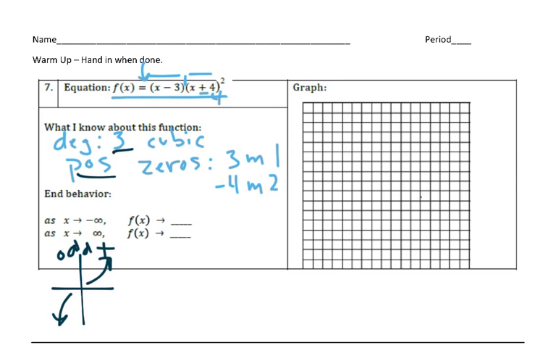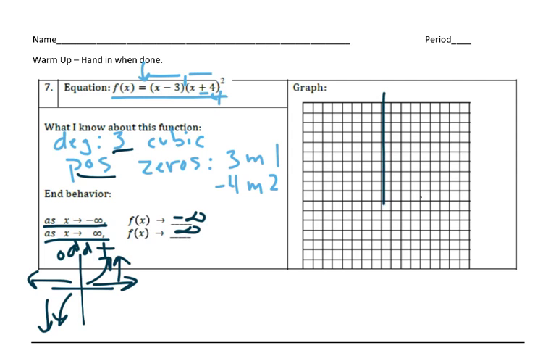So how do we write that? Well, remember this: as x approaches negative infinity means as it goes to the left. What is ours doing? It's going down. Down is negative infinity. Now as x approaches positive infinity, that's to the right. Ours goes up to positive infinity. So that's how we fill out that part.